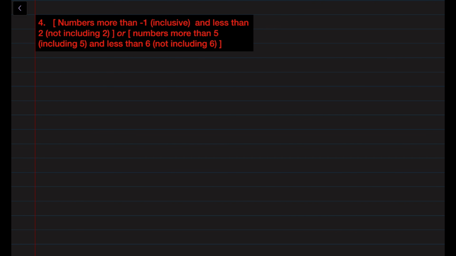This question is exactly like one of the harder questions we've been doing earlier. So let's go through it. This question has 2 parts. First, we have this part, and it's connected by the OR operator. And second, we have this part. So let's go through each of them. So we're looking at numbers that are more than -1, and -1 is included, and less than 2, and 2 is not included. So we can draw our number line.